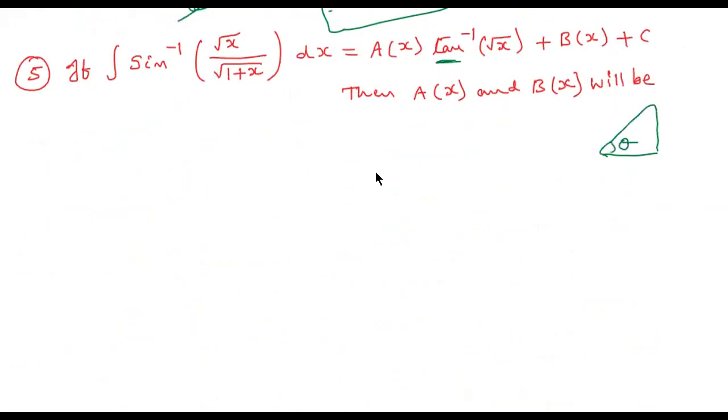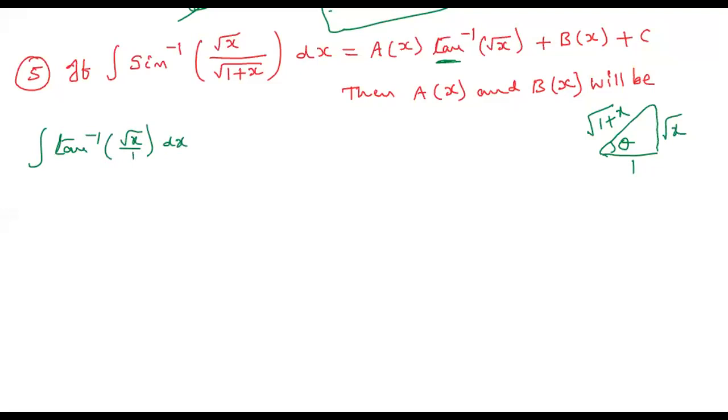So take this as theta. Sine inverse means opposite side by hypotenuse. Then what about the adjacent side? The adjacent side we get 1. So in the integration, in place of sine inverse of something, convert into tan. So we get tan inverse of root x by 1 by observing this triangle. So here the integration is tan inverse root x dx.